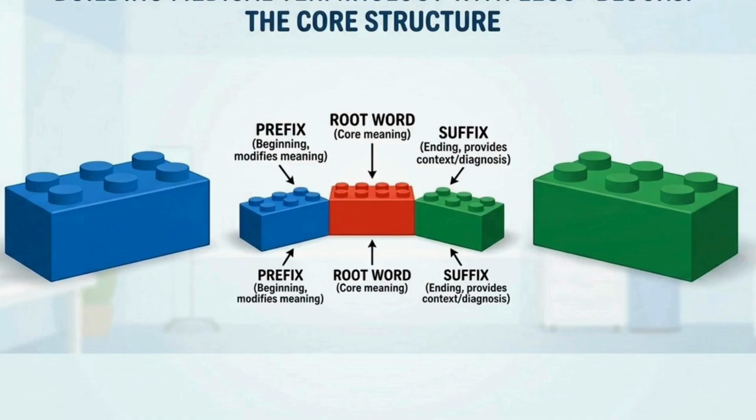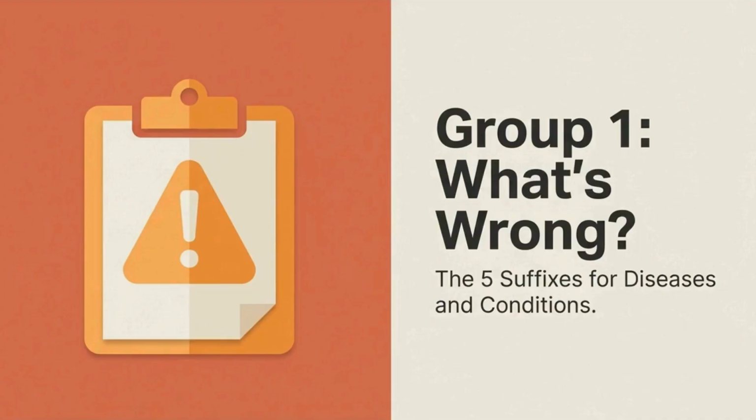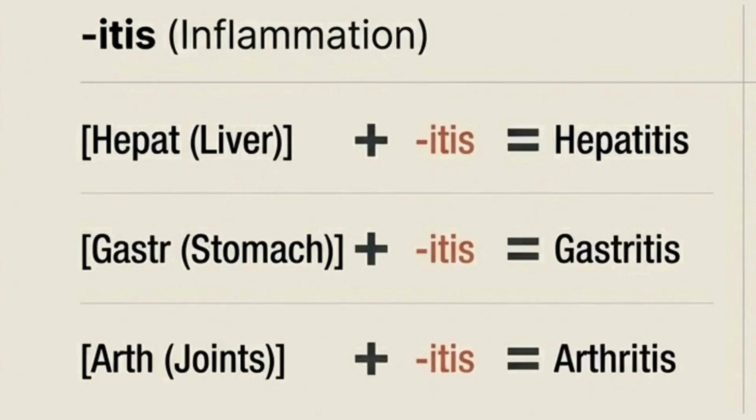The first group is what's wrong suffixes. So what does this mean? These suffixes are present at the end of the word when we are trying to express something going on in an organ or a body part. For example, we have a very, very common suffix, which I call the king of suffixes. That is the suffix itis. It comes at the end of the word. It means inflammation, or sometimes it can also be used to express infection. So itis starts with an I, and it means inflammation.